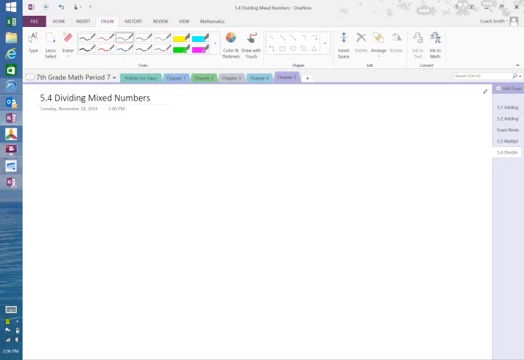All right. Covering 5.4 today. 5.4 is very similar to 5.3, except for this word, reciprocal.